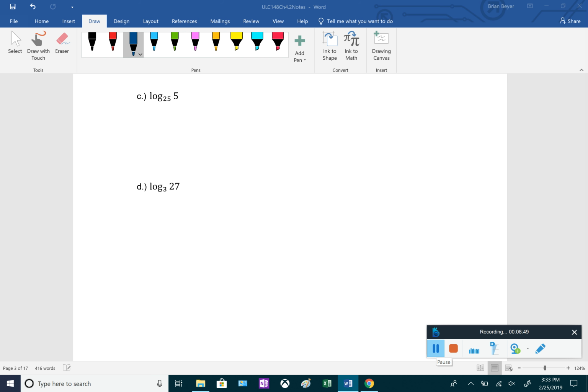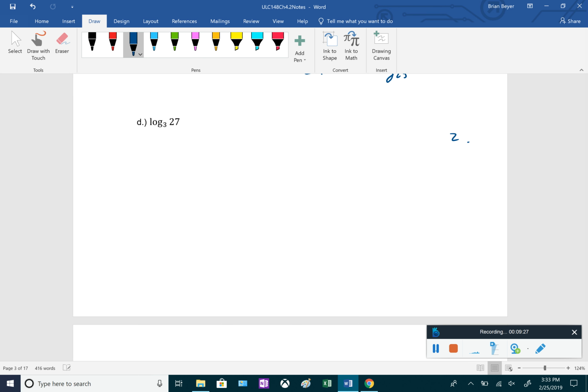So we have log base 25 of 5. So setting it equal to x again, setting it equal to something. Converting it into exponential form, that's going to be 25 to the x equals 5. So trying to think of what x has to equal here. 25 to what power equals 5? We know that the square root of 25 equals 5. That is an exponent of 1/2, so x has to equal 1/2 here. So log base 25 of 5 equals 1/2.